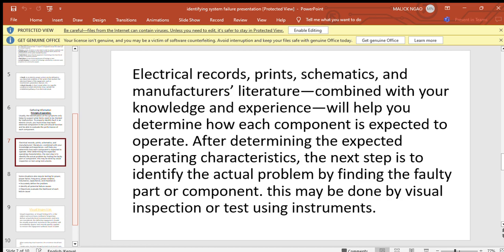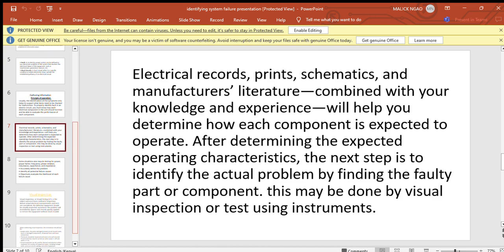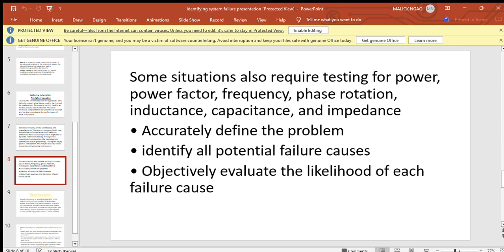I think you should be able to understand the principle of operation of an electrical component, any component. As an engineer, that is what is required of you. Some situations also require testing for power factor, frequency, force rotation, inductance, and impedance. To perform this, you should be able to accurately define the problem, identify all potential failure causes, and objectively evaluate the likelihood of each failure cause.